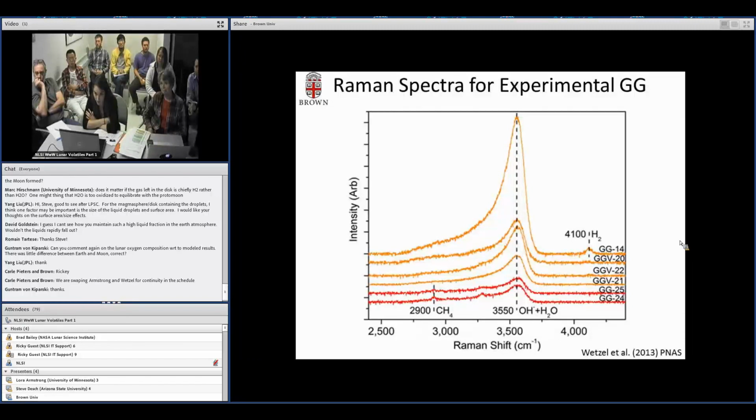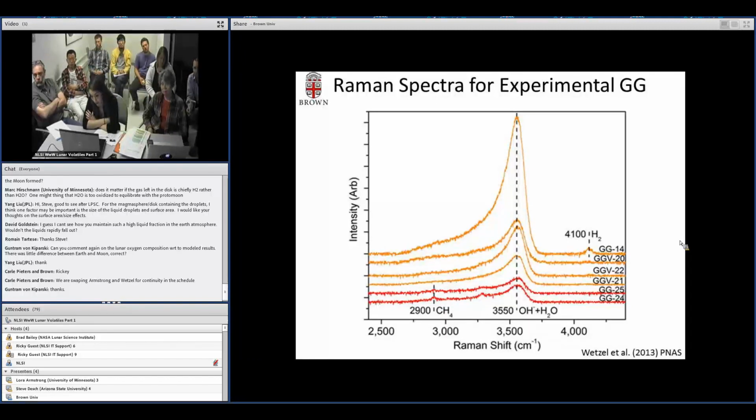But you can see from the peaks it's very minimal, and this is consistent with Hirschman's group's work out of Minnesota, where they found that the amount of methane that you can dissolve is actually minimal. So basically what we have is most of our carbon is dissolved as this iron carbonyl.